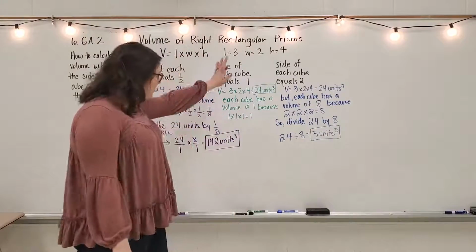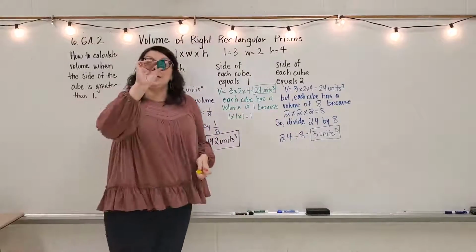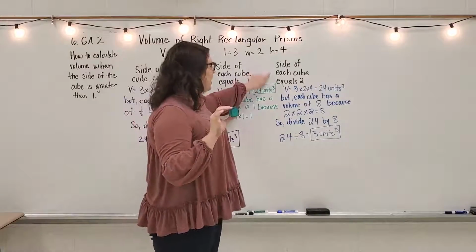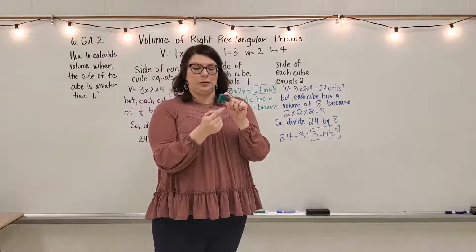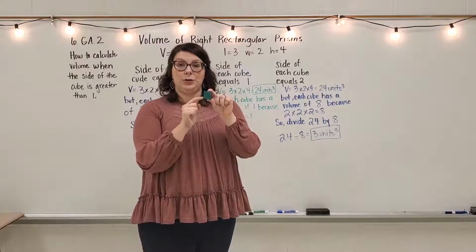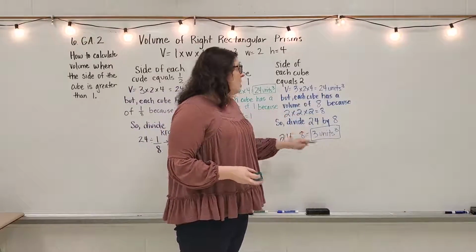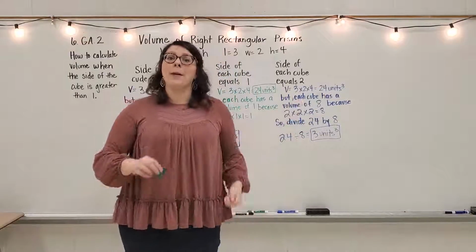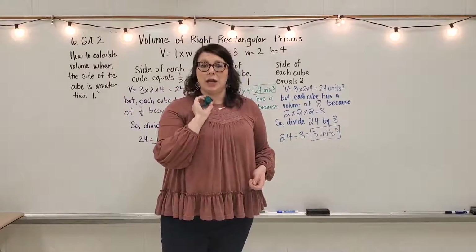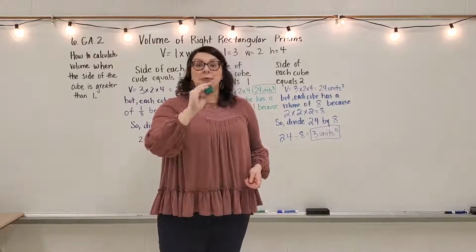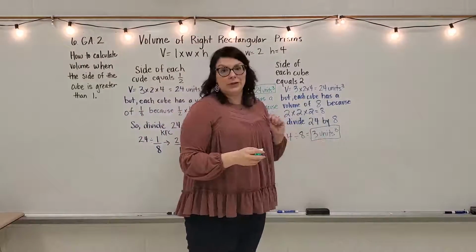Well, what if my cube gets bigger? In this case, my cube's getting bigger. So it says, what if each side of the cube equals 2? Well, now I have to calculate the volume of this cube. So I'm going to say 2 times 2 times 2, and when I say 2 times 2 times 2, I get 8. So I'm going to divide the original volume by 8 now, because each one of these cubes is taking up 8 spaces. So now I divide 24 by 8, and I get 3.